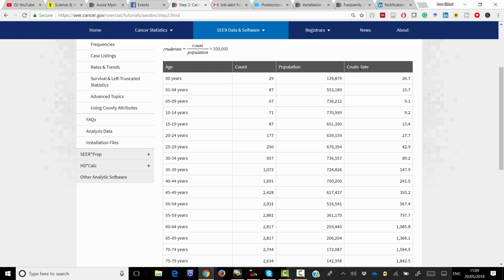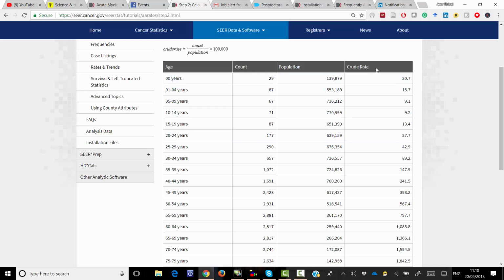And if the crude rate is given in relation to specific age groups, we call it an age-specific crude incidence rate of the cancer. For the 1 to 4 years of age, we have a count of 78 new cases, and if we divide it by the number of the population, which is 553,198 patients, it will give you a number with a few zeros before the 15, so that when we multiply it by 100,000 patients, we get 15.7 cases per 100,000 patients at risk.